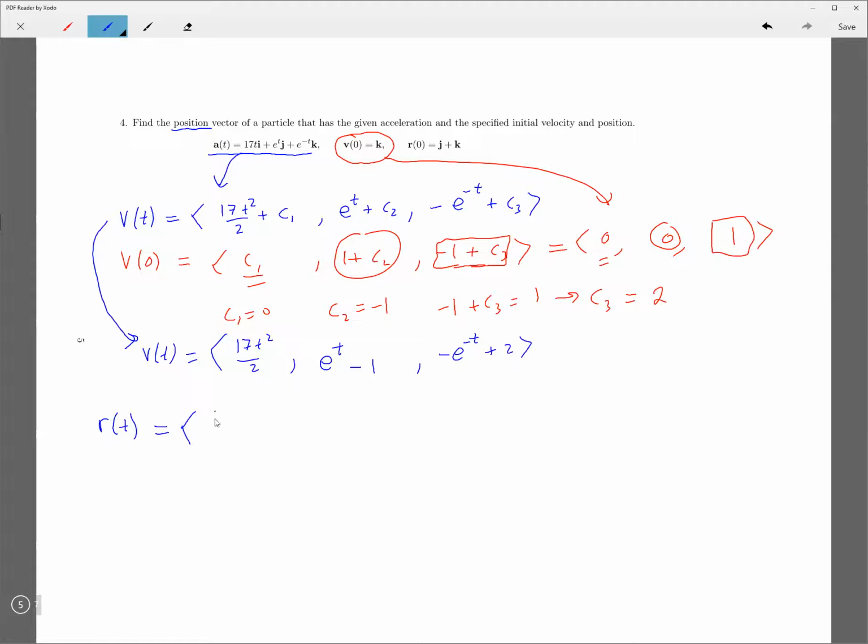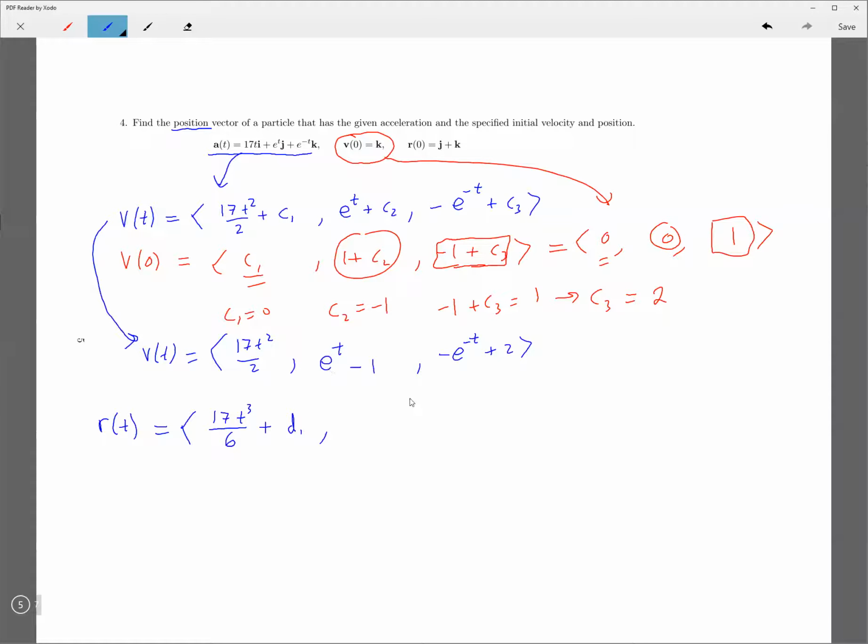So this will be 17 t cubed over 6, right? Yeah. And then let's call it d1. So this would be the new constant. So we can say c1 again, c1, c2, c3. Or now we should probably use d1, d2, d3 because otherwise we're not being precise. We're breaking the tedious rules of math.